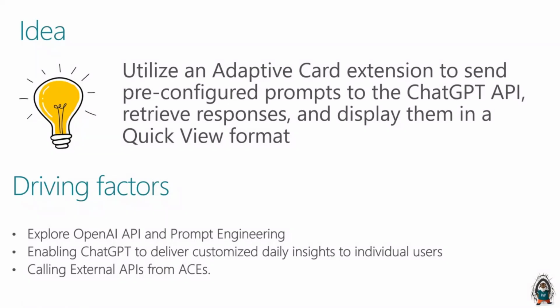Ideally, we thought of creating an adaptive card extension which would use the ChatGPT or OpenAI API to get the response and display it in a format. Another driving factor is, if we can make some use case out of it, it would be great. So we started with some prompt engineering to use ChatGPT to see what kind of response it is giving.